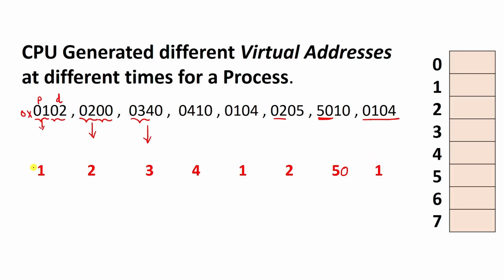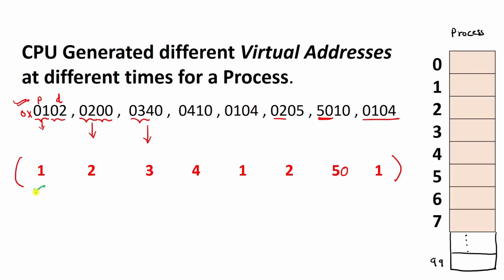Actually, in our page replacement algorithm, we will not be given these virtual addresses. We are given this group of page numbers, and this group of page numbers is called a reference string. These are the different page numbers which are referenced, asked or demanded by the CPU at different points of time for a given process.